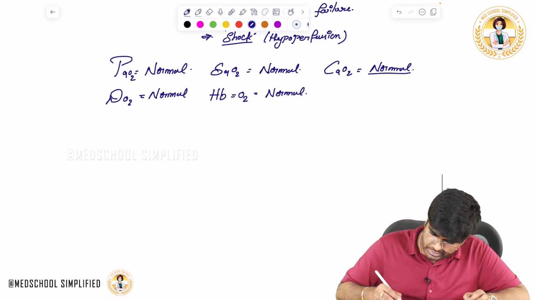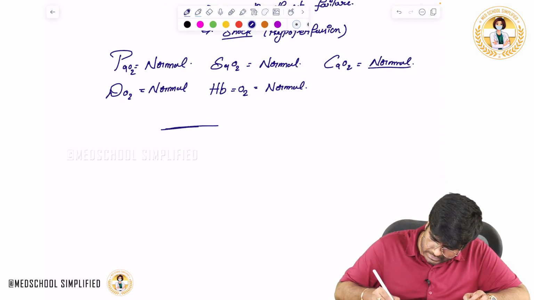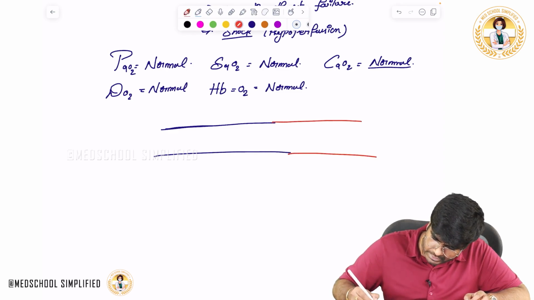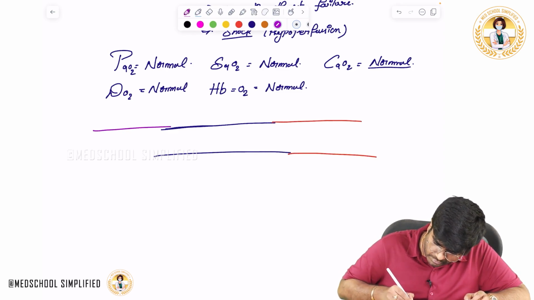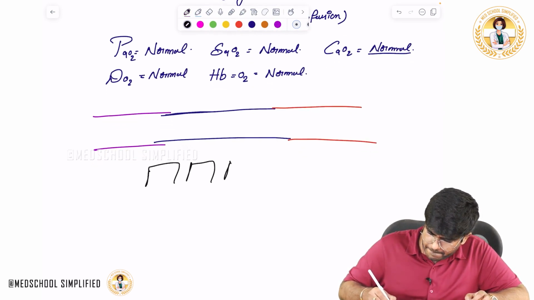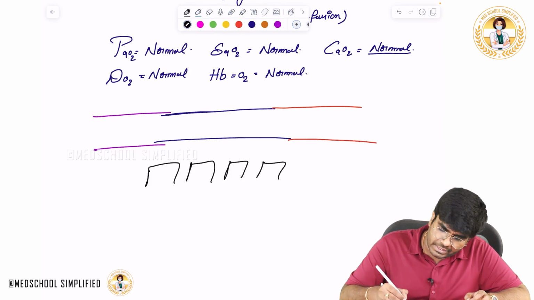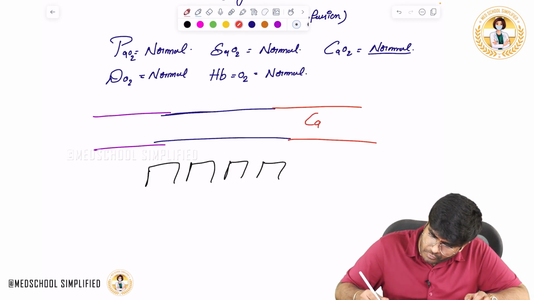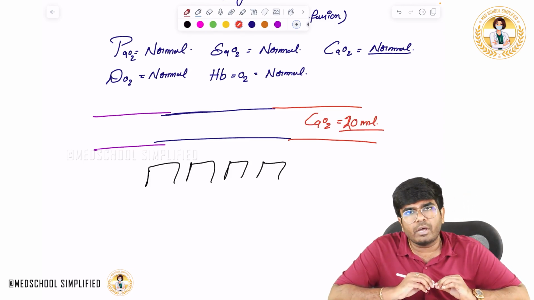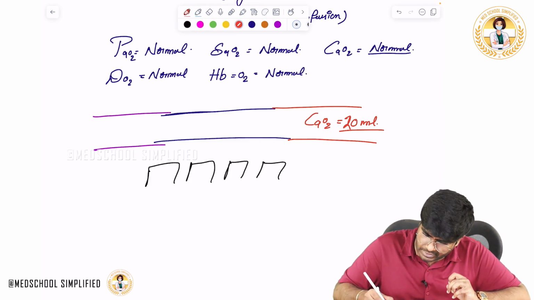Okay, now look here carefully. Here is a capillary. This is the arterial side, and here is the venous side. Now what are these things? Here are the tissues. Now in this condition, what is the content of oxygen in the arterial blood? It is 20 ml. 20 ml of oxygen is present in 1 deciliter of arterial blood. This 20 is coming like this.